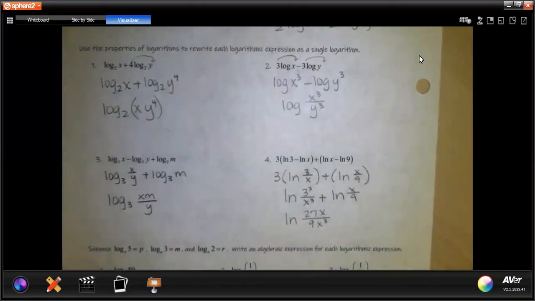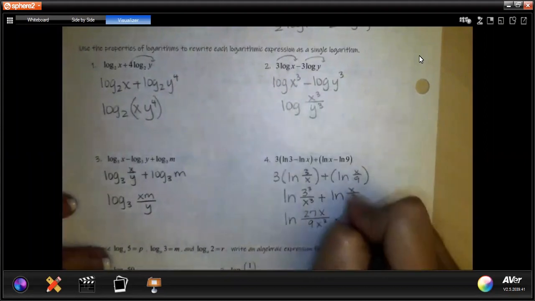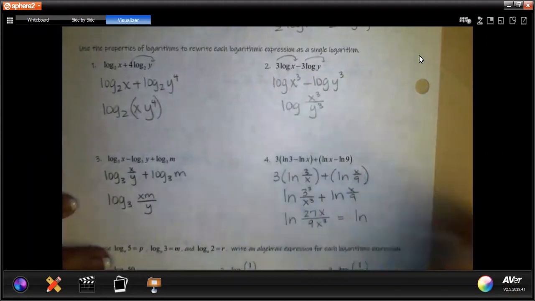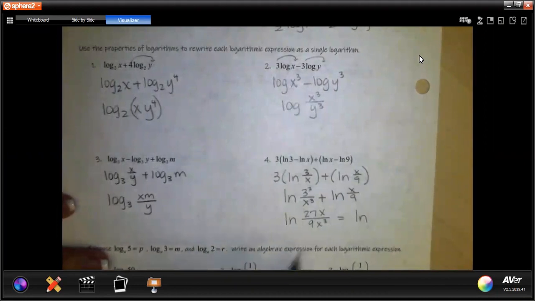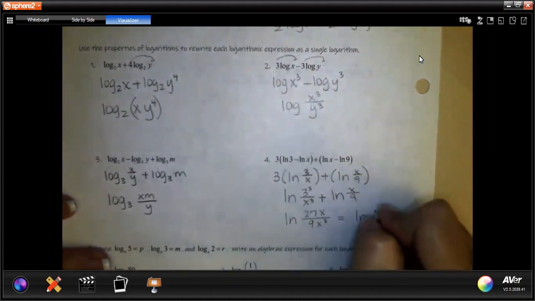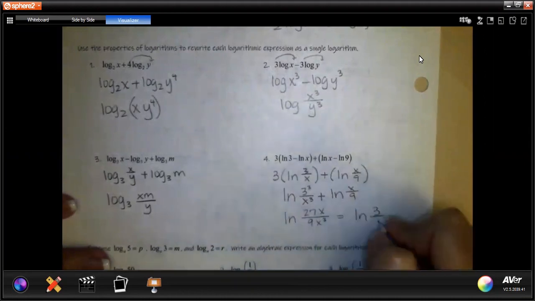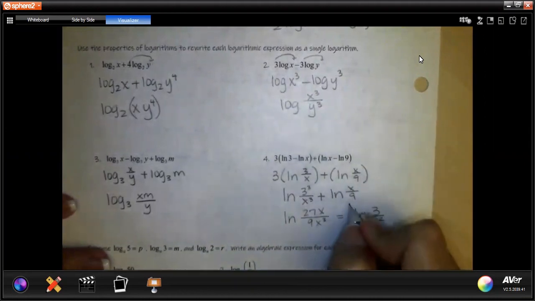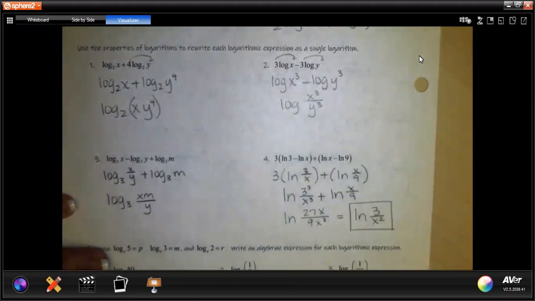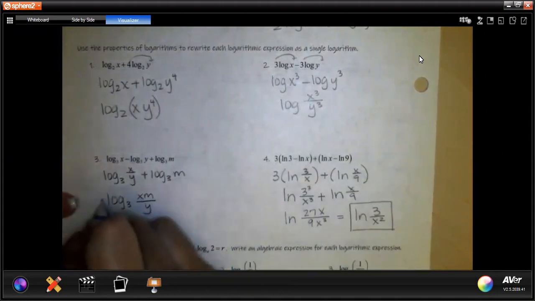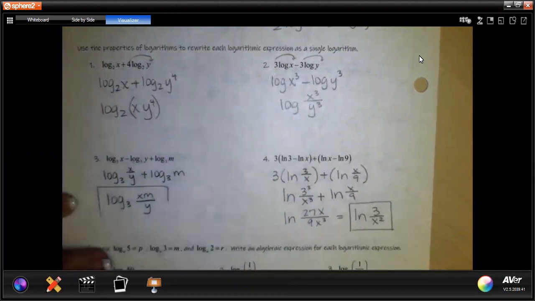We do have it down to a single log now, but I can simplify that, so I want to go ahead and reduce those fractions. 27 over 9 is 3. And then x over x cubed is x squared. And so that would be our final answer there. We've taken it from multiple logs to one log, so we have condensed it.